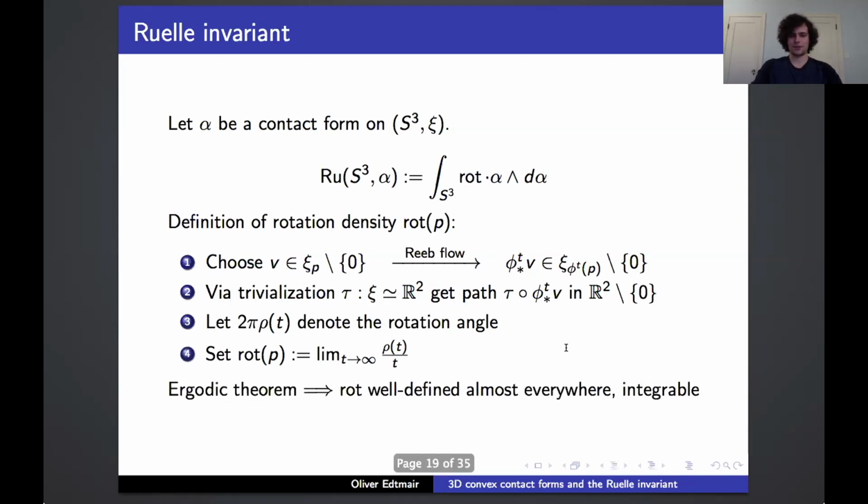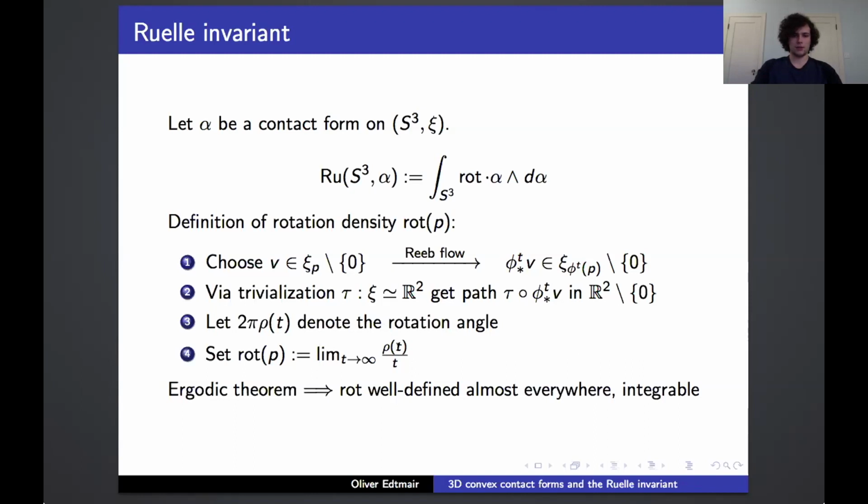So it is a consequence of the ergodic theorem that this actually is well defined almost everywhere and also integrable. So we can finally integrate it to get the Ruelle invariant. So this rotation angle function rho does depend on the choice of trivialization, of course, and also on the choice of vector v. But if I take this long time limit, then this dependence disappears. So in the end, the Ruelle invariant is independent of choices.